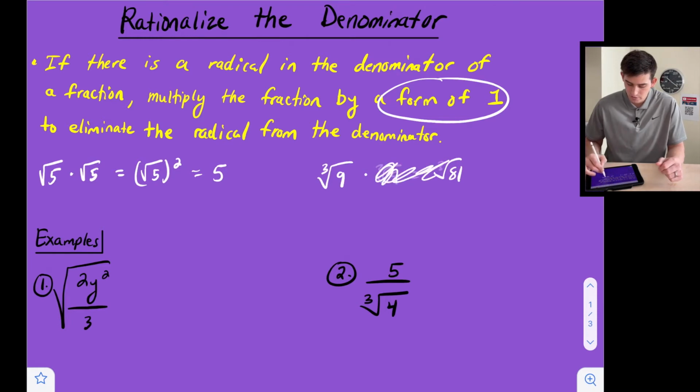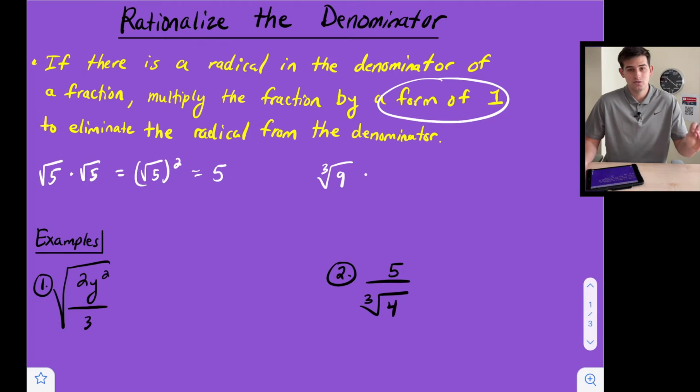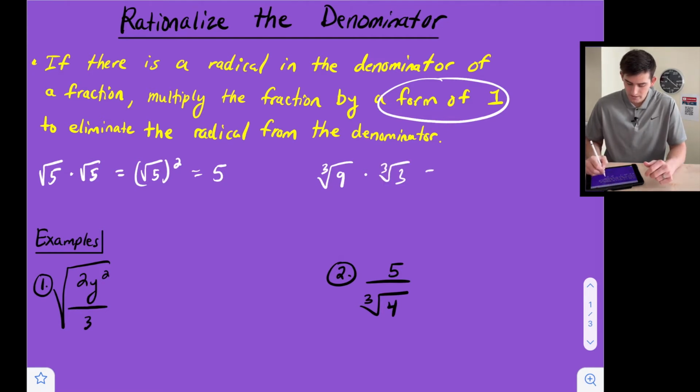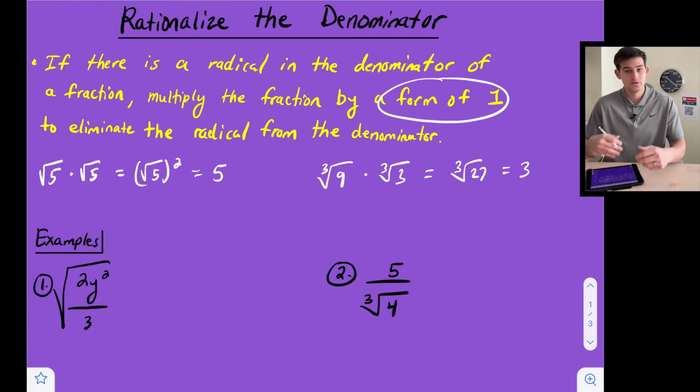So with cube roots, we need to think about it a little bit more carefully. We're trying to get to the next highest perfect cube. So if I have a cube root of 9, I know I could multiply that by 3 to get the cube root of 27, which is a perfect cube. So if I had the cube root of 9 in my denominator, I would multiply by the cube root of 3, because this would give me the cube root of 27, which is equal to 3. So it gets rid of my radical. When we're working with cube roots, we have to think about it a little bit more carefully.